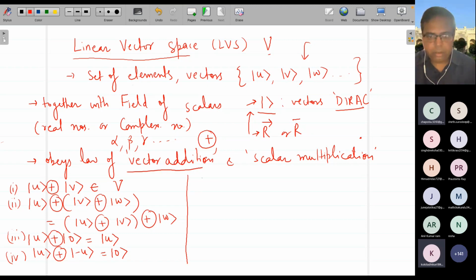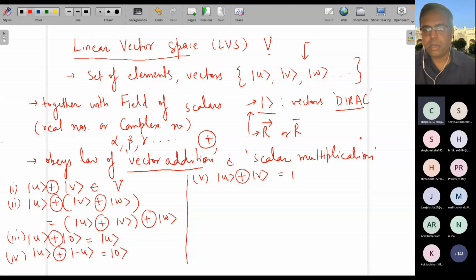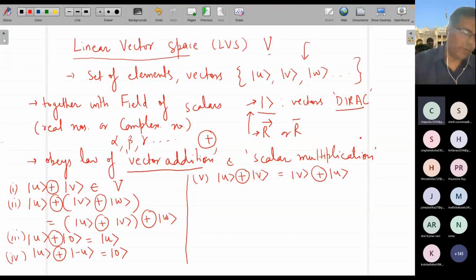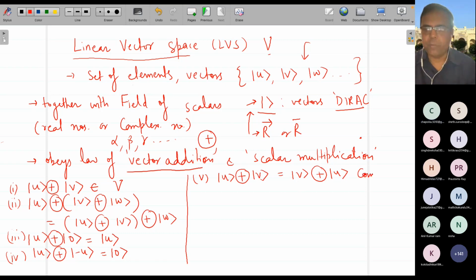And finally, 5th, this addition is commutative. I will tell you how these properties are useful. But at this point of time, I have told you 5 properties. This is the famous one, u plus v is equal to v plus u. This is called the commutative property. Okay. Now, these were about the vector addition.